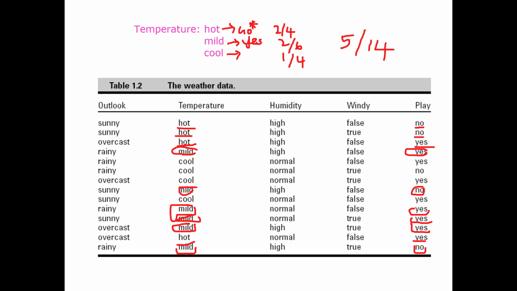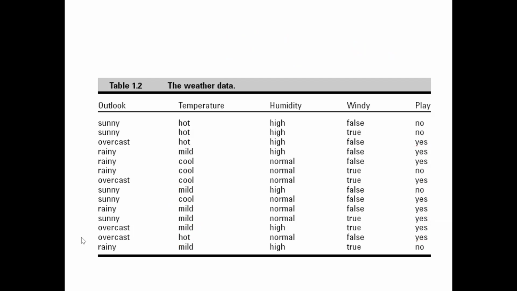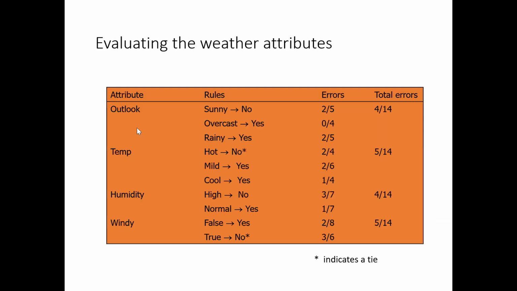Okay, now let me show you my answers. Let me clear everything. If you follow the same approach, you can see this is what we did. If you do this for all the 4 attributes, this is how it looks. For each attribute, we create a rule for each attribute value, right? We calculate the errors and total errors.